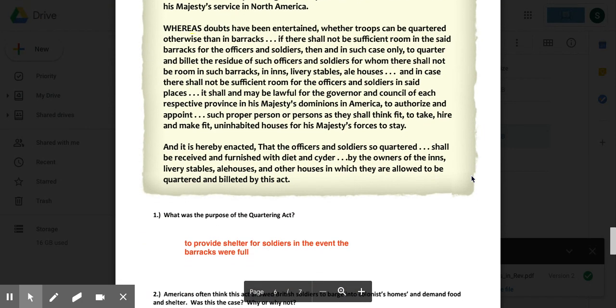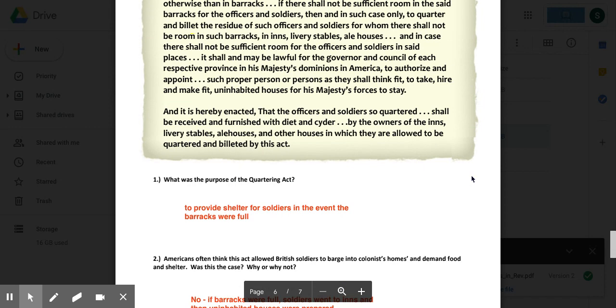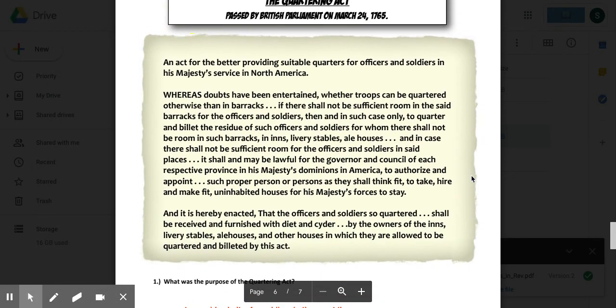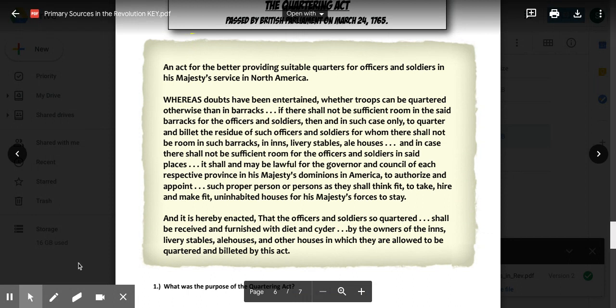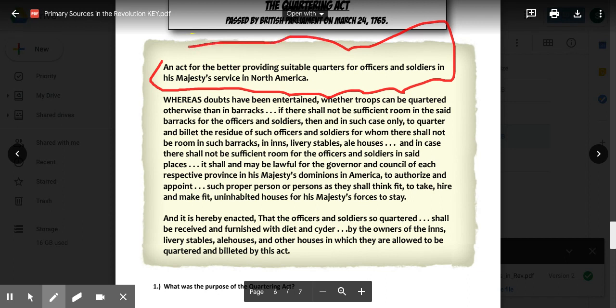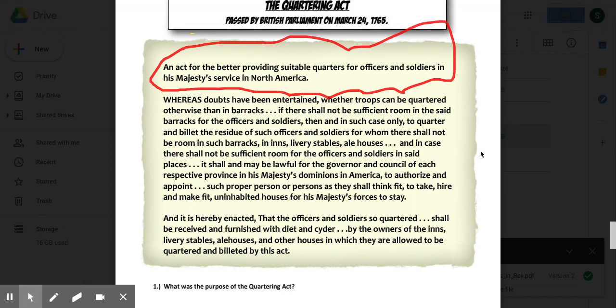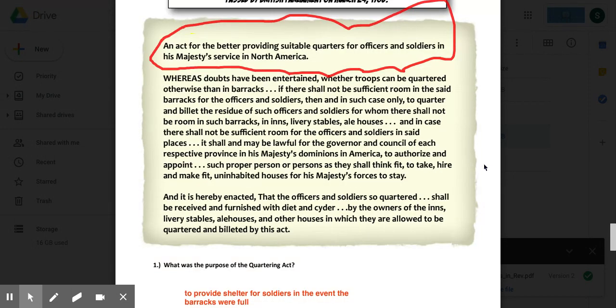We're almost done, guys. Then the Quartering Act. It says, for question number 1, what was the purpose of the Quartering Act? So let's go back up. Remember I told you guys when I asked what is the purpose of something, why was a tax made, why was a law made? Always look in the beginning, usually the first sentence or so. Okay, so it says here that the Quartering Act is an act for better providing suitable quarters for officers and soldiers in His Majesty's service in North America.